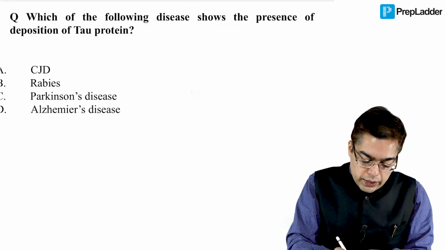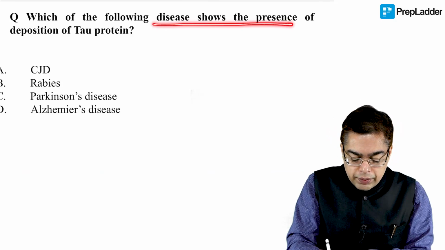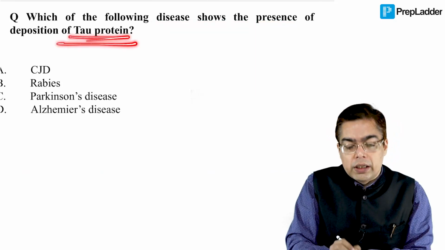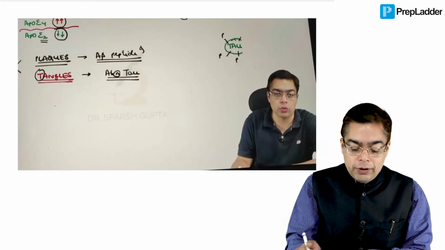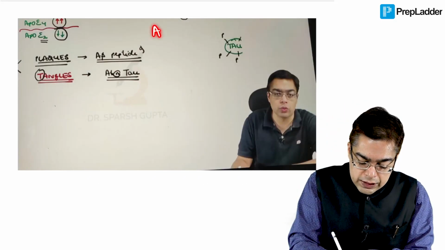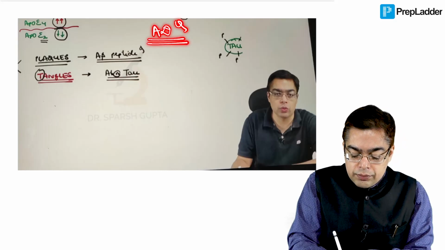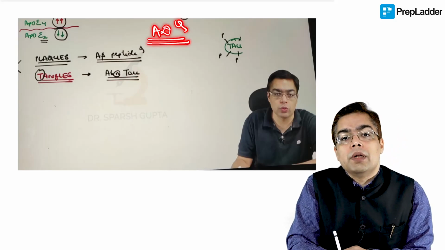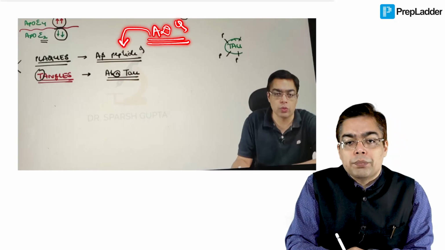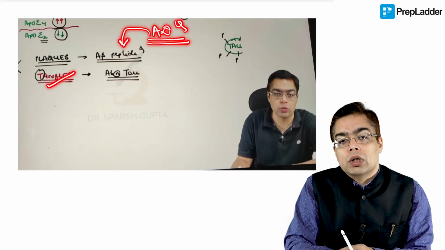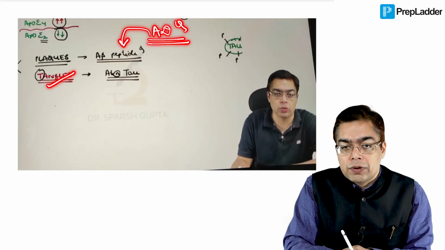Looking at the next question, the question talked about the disease which had the deposition of the tau protein. Again, a direct question from our discussion in the main videos, wherein we talked about the example of a condition that is going to be given the name of Alzheimer's disease. The most common cause of memory loss in human beings, which is associated with the presence of plaque depositions and tangles.